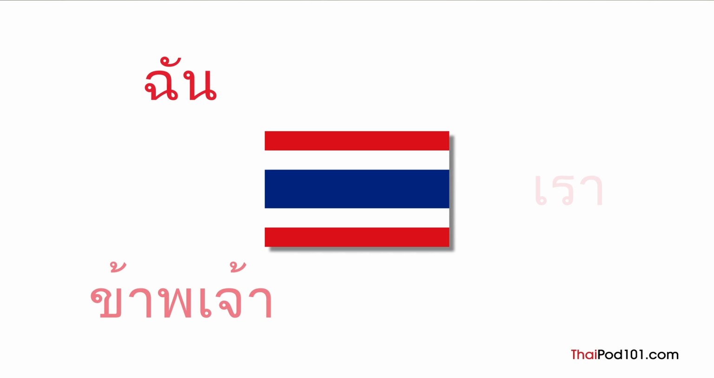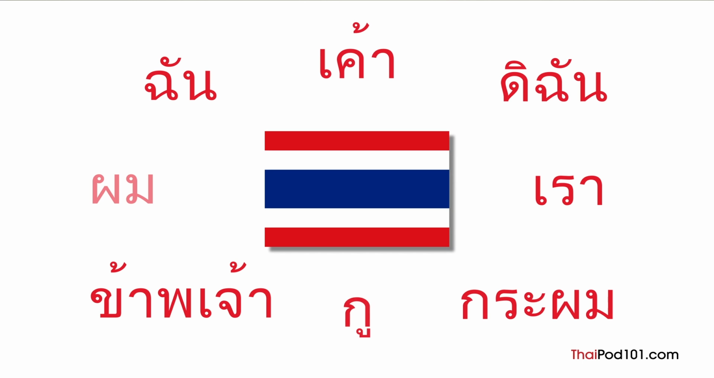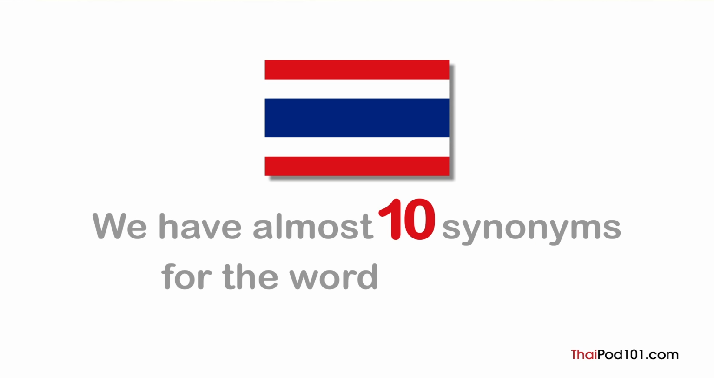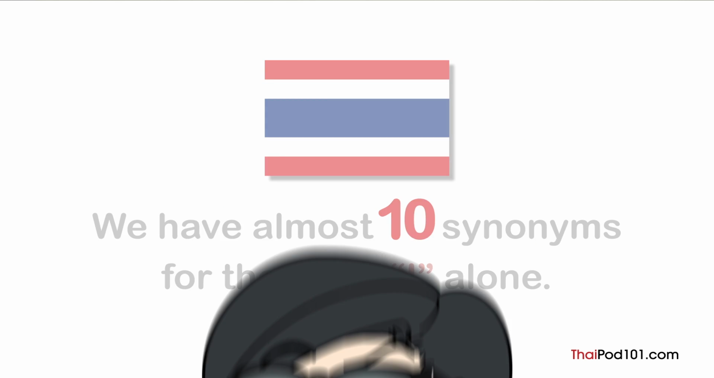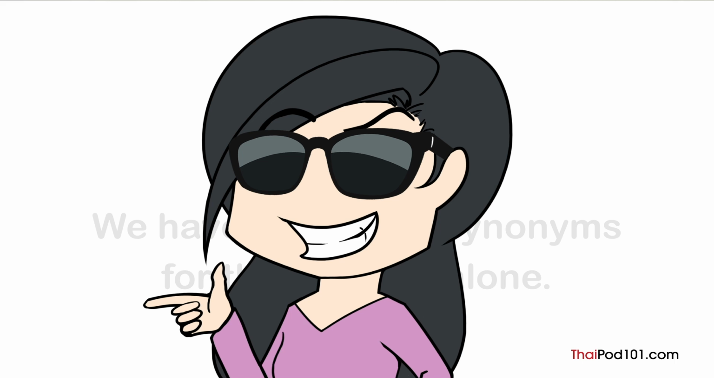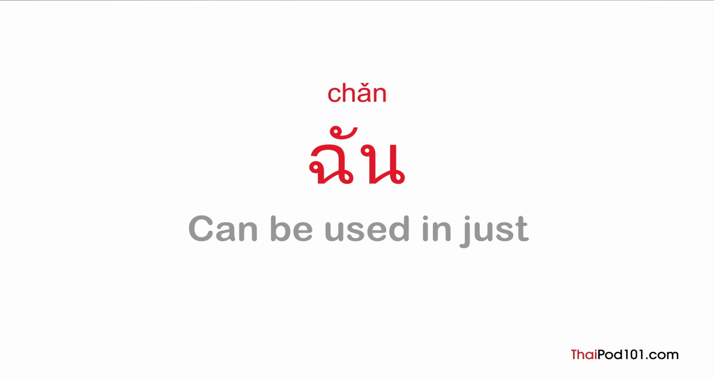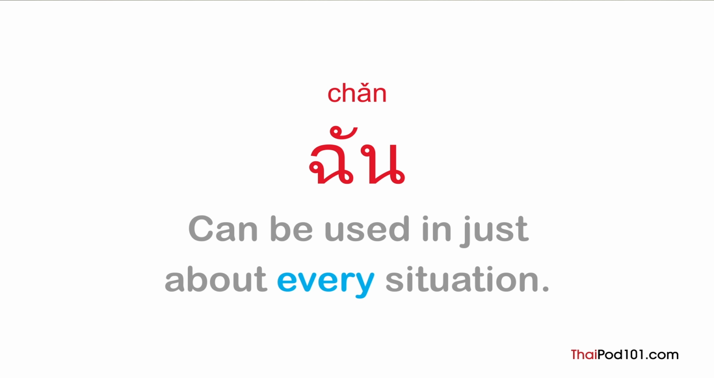The question for this lesson is, how many ways can you say I in Thai? In Thai, we have many different ways to refer yourself. In fact, we have almost 10 synonyms for the word I alone. Today, I'm going to teach you some of the most useful ways of saying I and some that you'll encounter in everyday life. First, we have to understand the most basic and common way of saying I, which can be used in just about every situation.